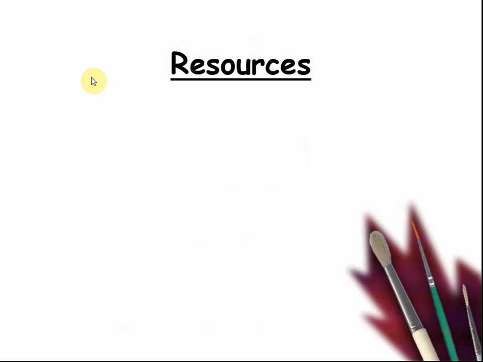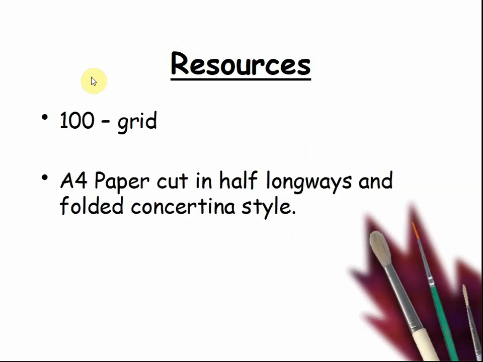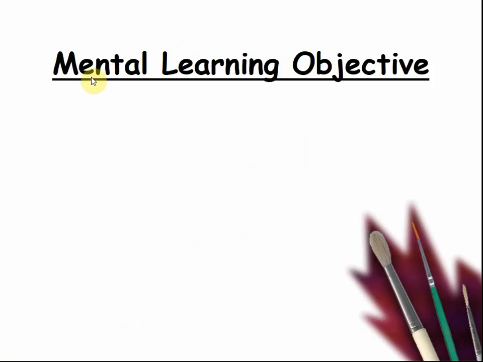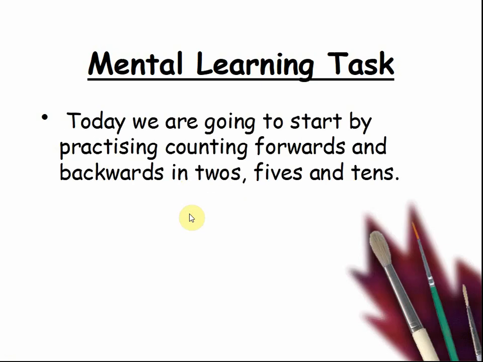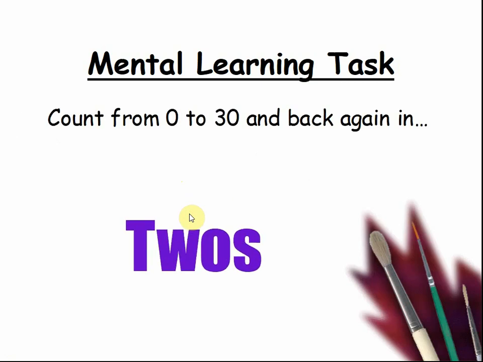The resources. You will need a 100 grid and A4 paper cut in half longways and folded concertina style. Mental learning objective: I can count in 2s, 5s and 10s. Today we are going to start by practising counting forwards and backwards in 2s, 5s and 10s. Count from 0 to 30 and back again in 2s with me.